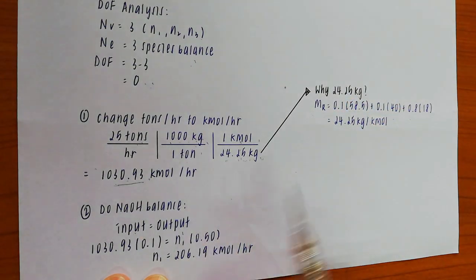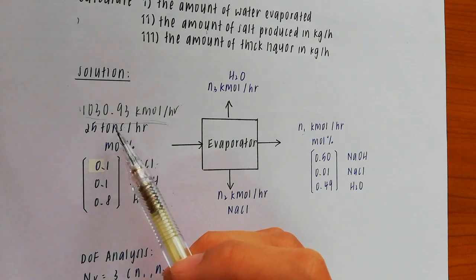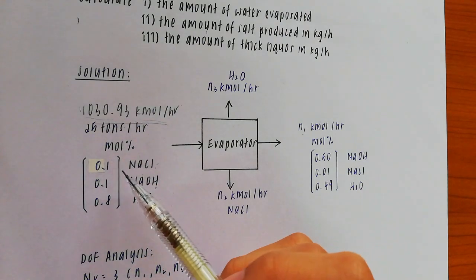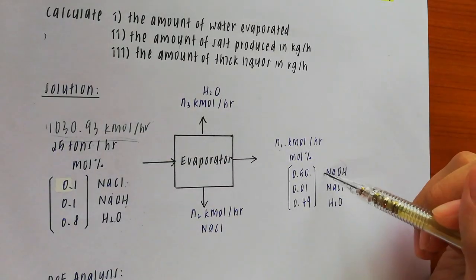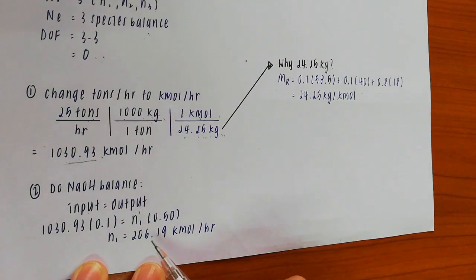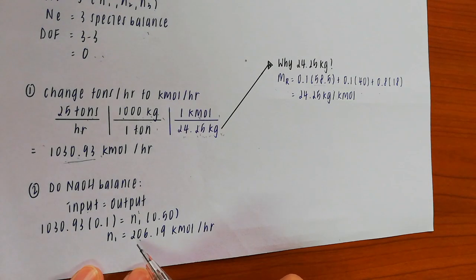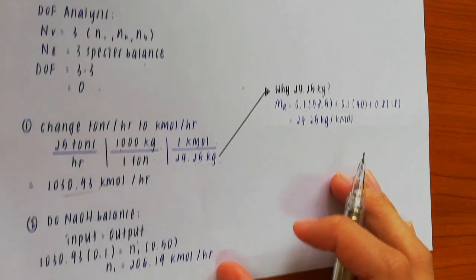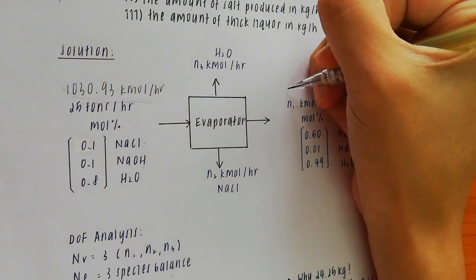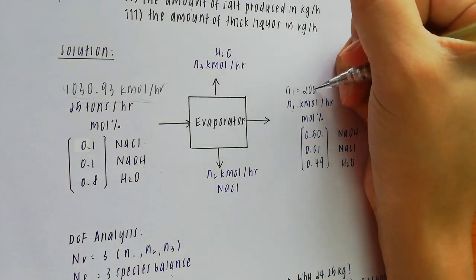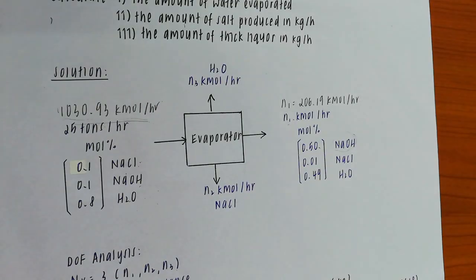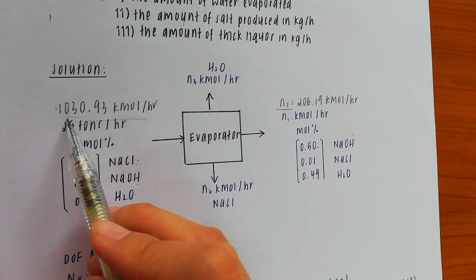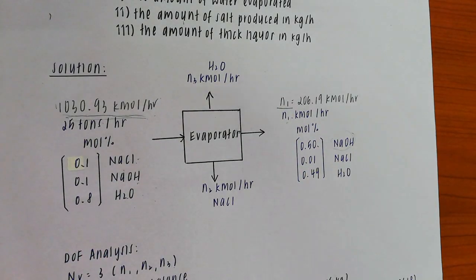Okay, now after we have gotten the molar flow rate, we can do the NaOH balance. Input equals output: 1030.93 times 0.1 equals N1 times 0.5 NaOH. So we get our N1 equals 206.19. So we know N1, and we have gotten our input in kilomole per hour.